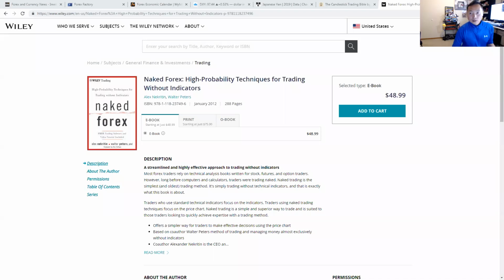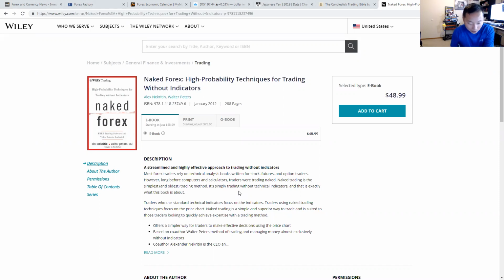Probably show it a couple more times, but the first book, for those that do know the Naked Forex book from Wiley Trading, from Alex Nekritin and Walter Peters. It's about a 300-page book. You can see here. You don't have to buy this book. I know there's a free version.